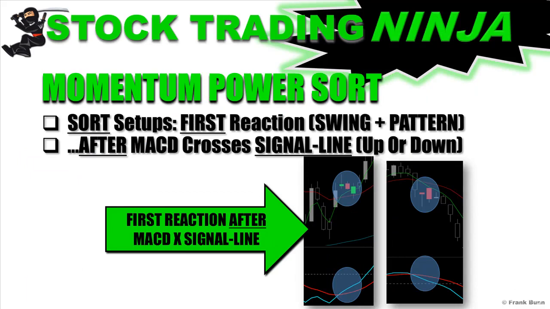As a method for sorting momentum, you may consider the momentum power sort. Sort setups by the first reaction, which is the swing high or low impulse plus price pattern, after the MACD crosses the signal line up or down. In the chart graphics here, we can see that the swing high and swing low reaction is the first reaction after the MACD has crossed the signal line.